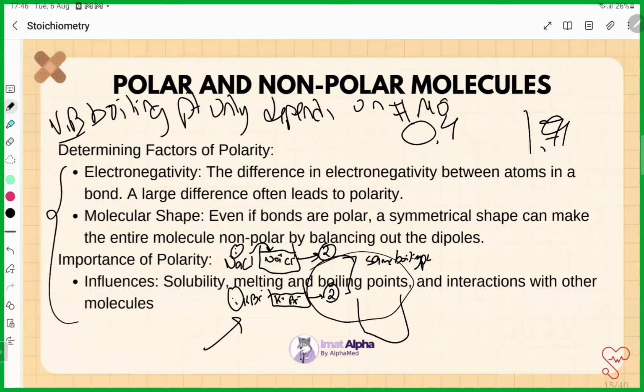This one. I don't know my handwriting. It's okay. Try to take notes when I'm speaking.